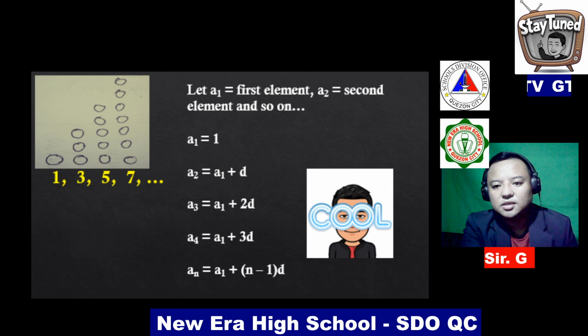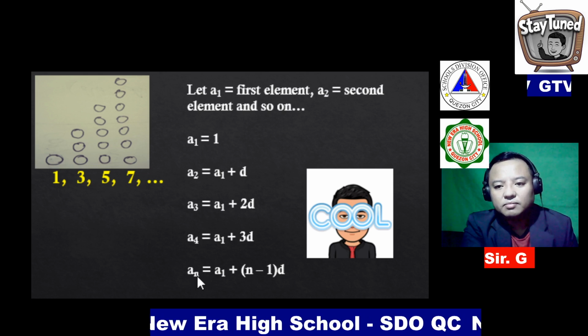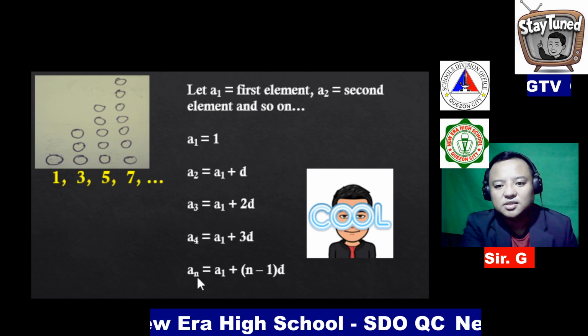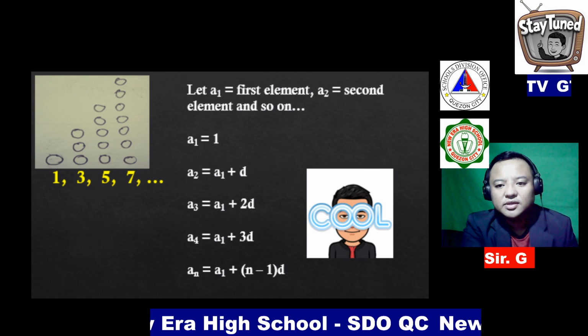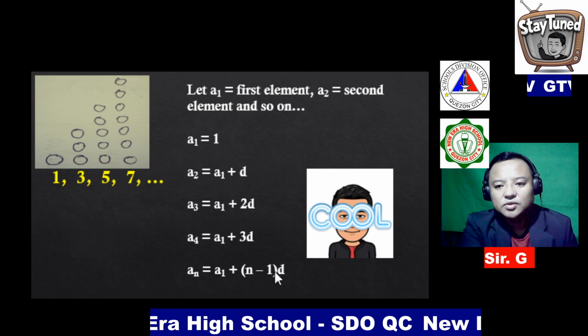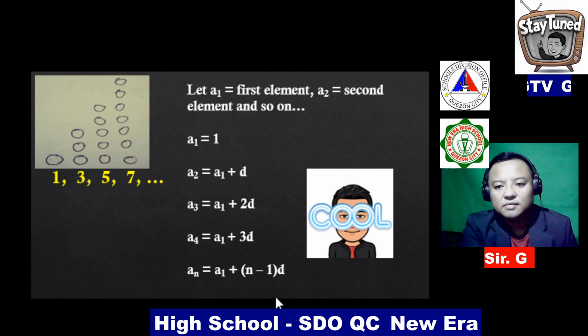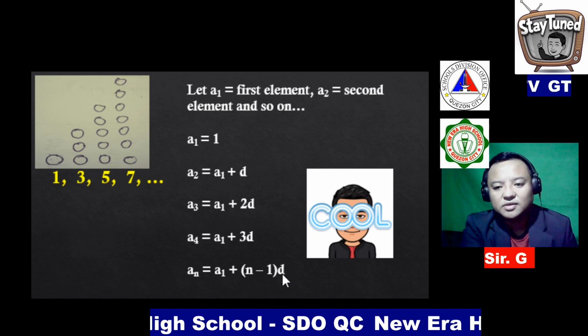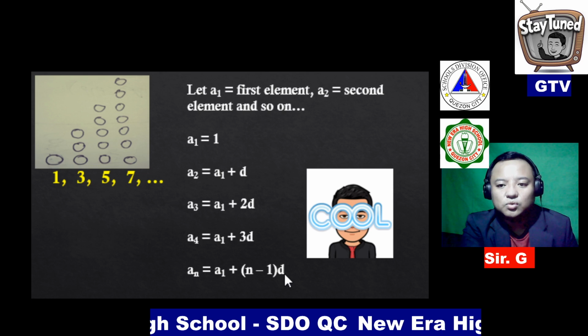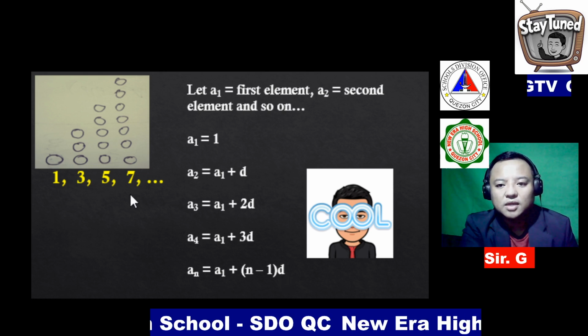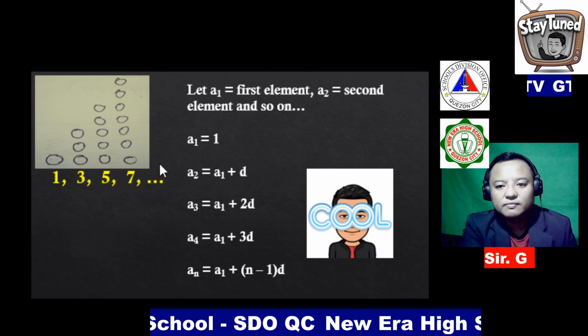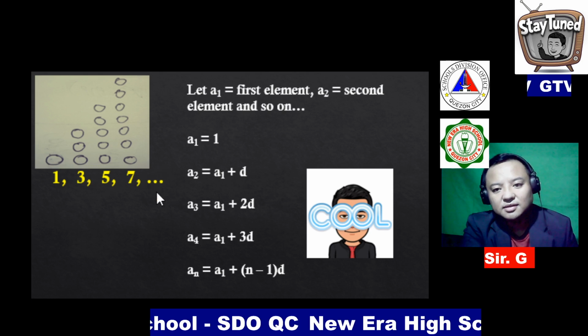Alright, supposing this is on the fifth term. Okay, so what is the fifth term? So your n here is 5, then 5 minus 1, that is 4, then 4 times the common difference, 4 times 2, which is 8, then plus 1, 9. So therefore, the fifth element is 9.